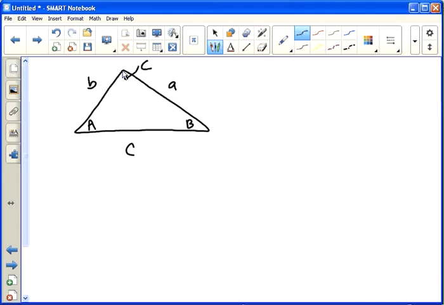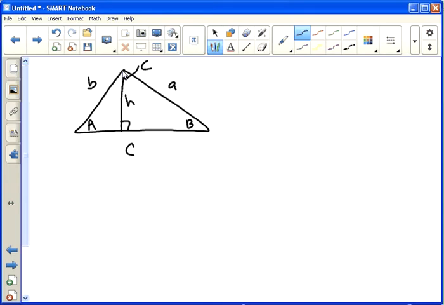So to find the property or the law that we just found, we're going to draw an altitude. Just means a vertical line or a perpendicular line. There we go. And by drawing this, we create two smaller triangles that are both right triangles. Now this is the height of the triangle, so I'm going to call it H.